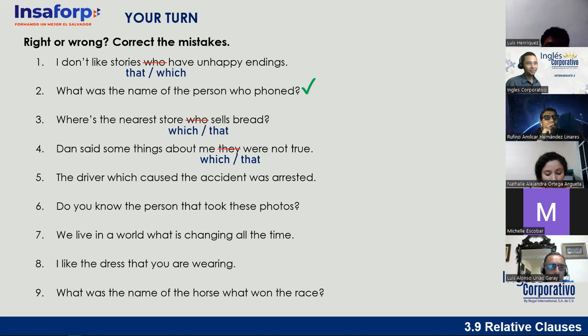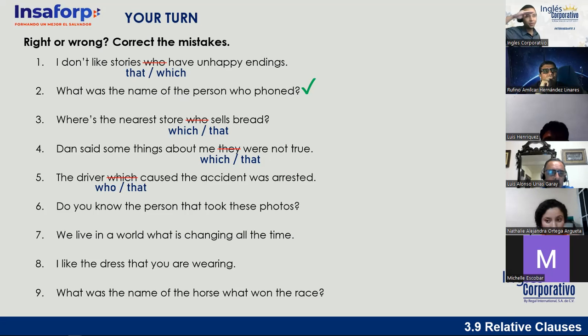Yeah, the driver who caused the accident was arrested. Mm-hmm. Or that the driver that caused the accident was arrested. That is correct. Thank you, Luis. Aquí le vemos la frente, nomás para arriba. Okay, ahí está. All right, thank you very much.